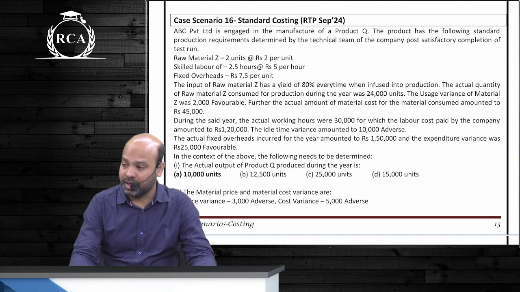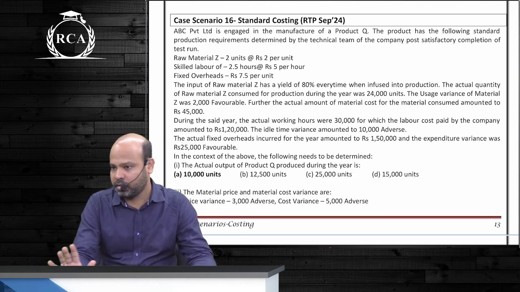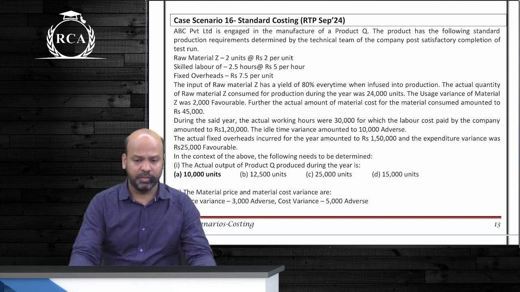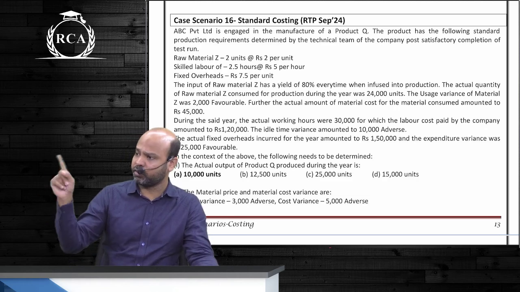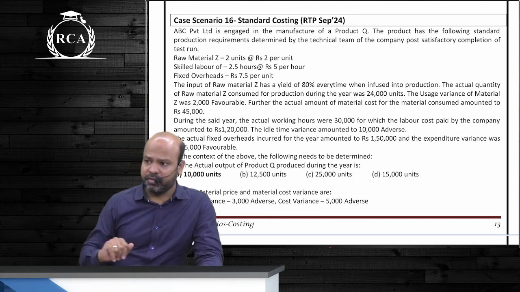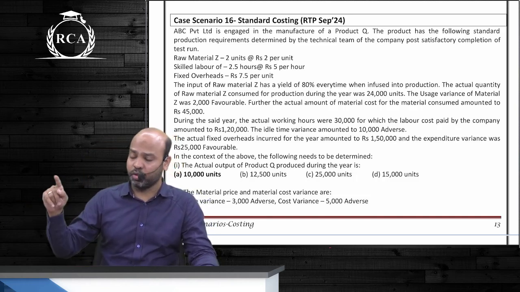Okay. There is a normal loss: for every 100 units of input, the output is going to be only 80, a loss of 20%. Apart from that, we also need 2 units of raw material Z. Do not forget that. So effectively, beta, before losses, it should be 2 divided by 80%.